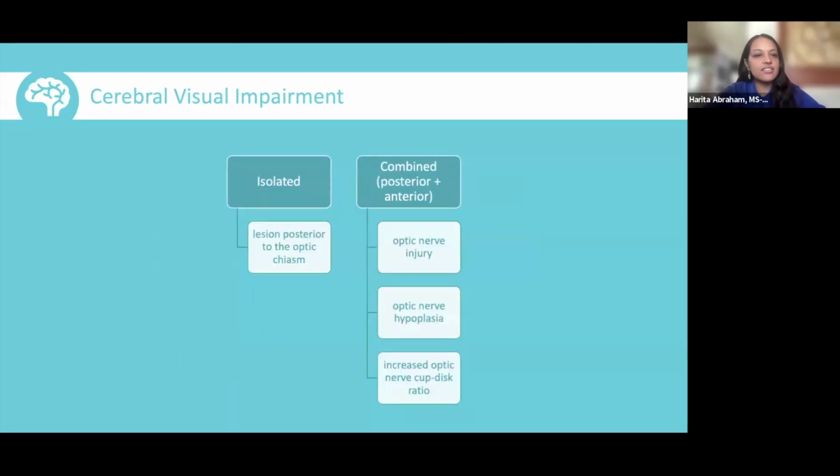You can have isolated lesions of cerebral visual impairment, and the paper defined this as lesions that were posterior to the optic chiasm. You can also have combined cerebral visual impairment, so posterior and anterior. So this would be a lesion posterior to the optic chiasm in addition to optic nerve injury or optic nerve hypoplasia or increased optic nerve cup to disc ratio.